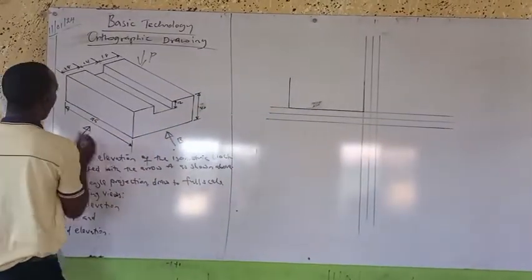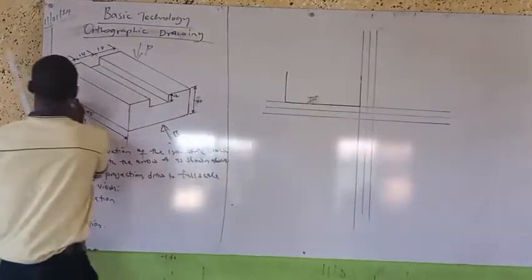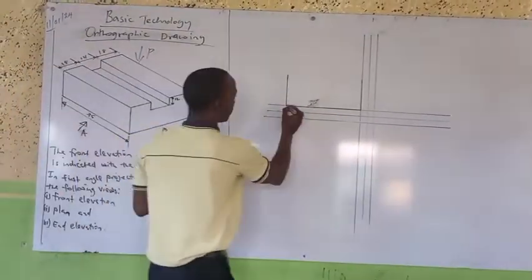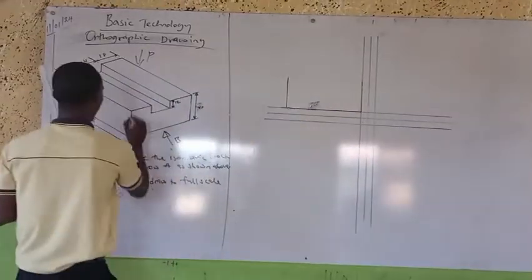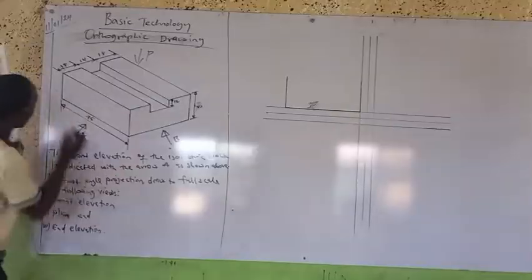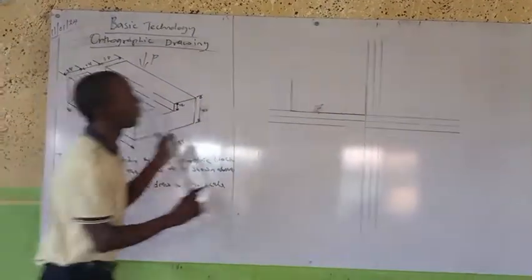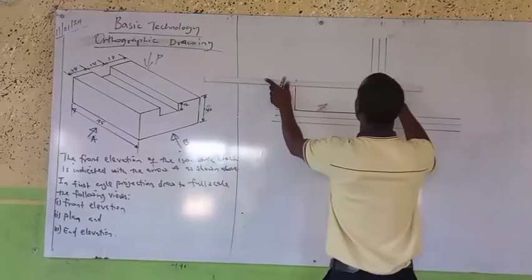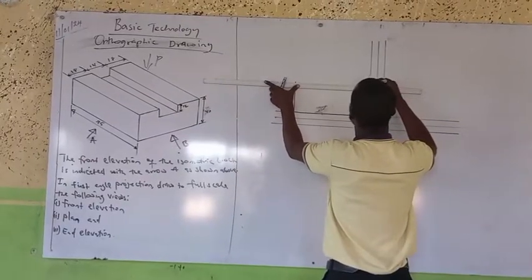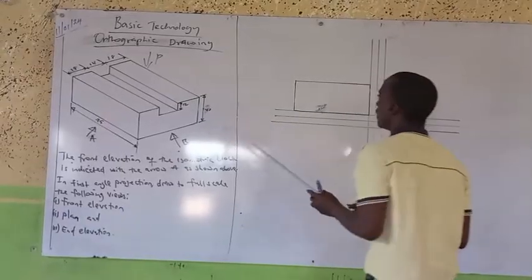Now, the next one, what I've done to this one line is from here to this point. From this point to this point is from here to this point. I want to bring out this other visible outline from here, that is from this point to this point. That is just what I can see from here. You just bring it out. That is the front elevation.